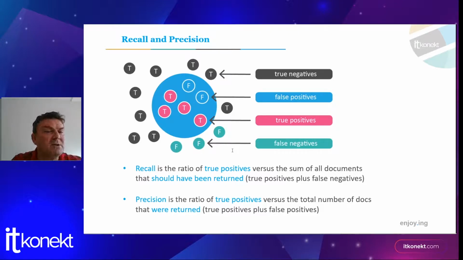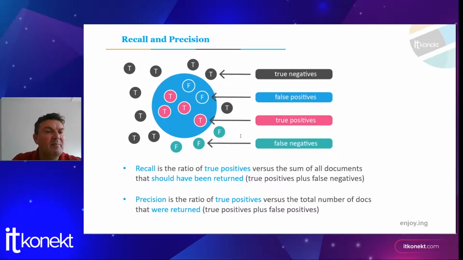On the other side, precision is an important measure of search effectiveness. It is the ability to filter out irrelevant hits and focus on potentially useful information. Of course, precision can be difficult to measure in absolute terms because people have subjective opinions of search results. Precision is the ratio of true positives versus the total number of documents that were returned, in other words, true positives plus false positives.